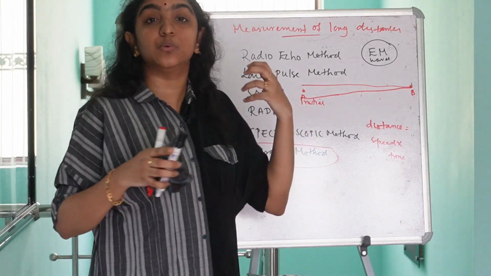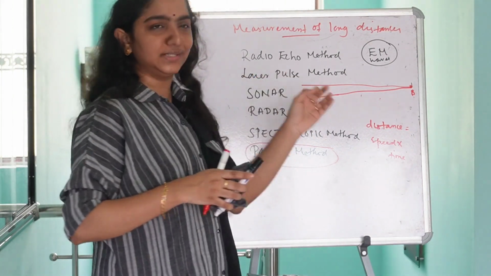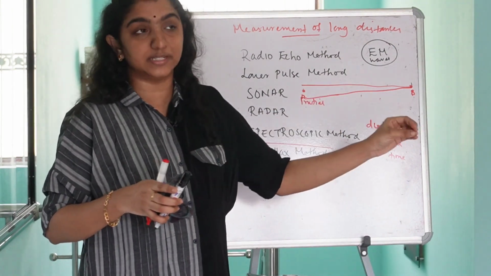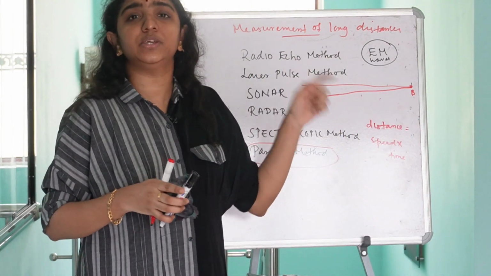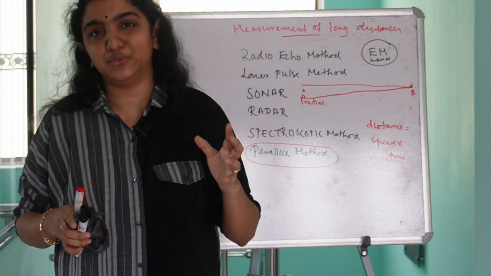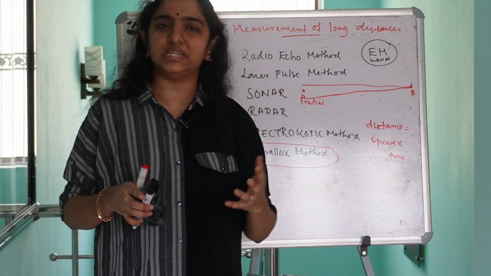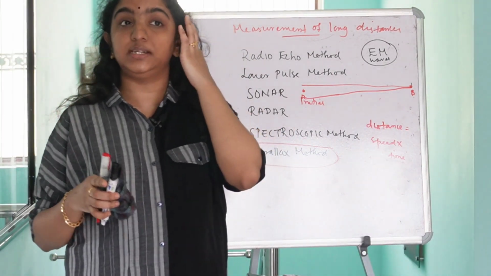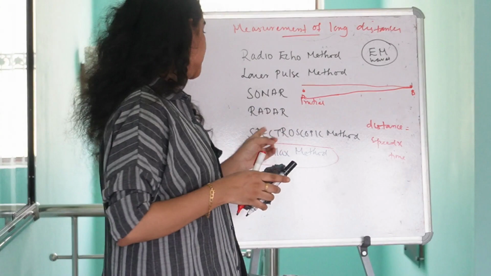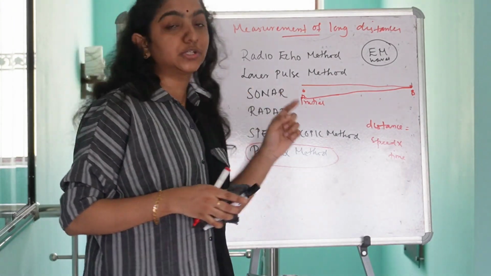The principle is one and the same. In the sonar method also we apply the same principle. The only difference is we use the sonar method especially for finding the depth of oceans, seas or any water bodies, and the distance to underwater objects. Is it clear? The next method is the spectroscopic method.